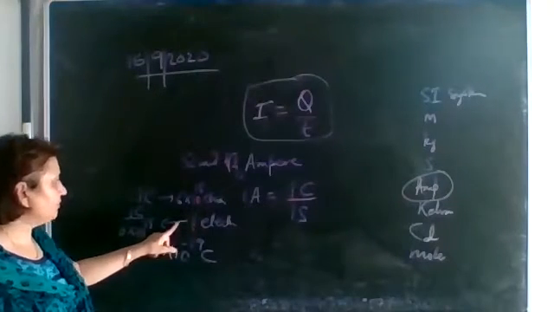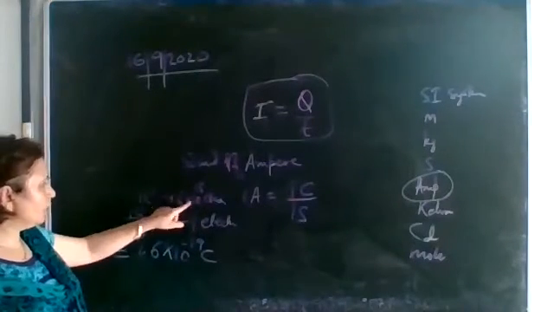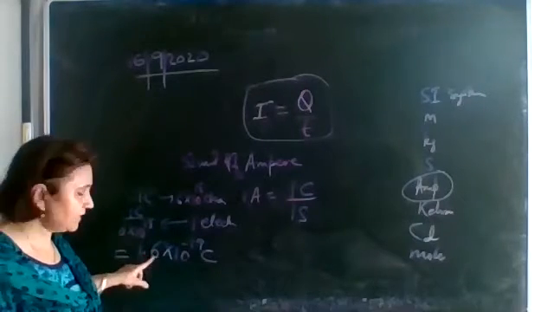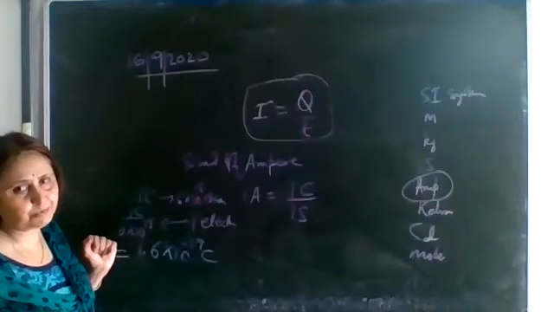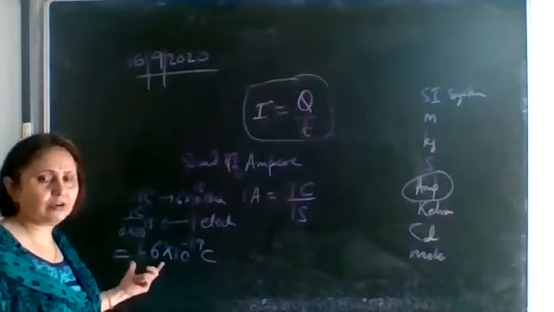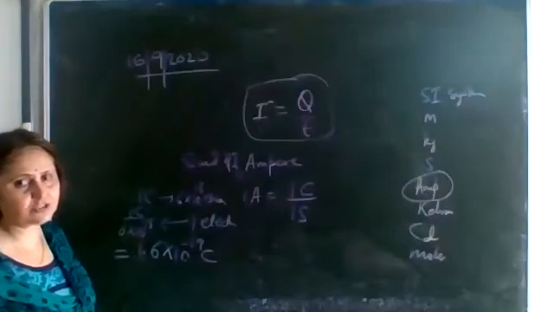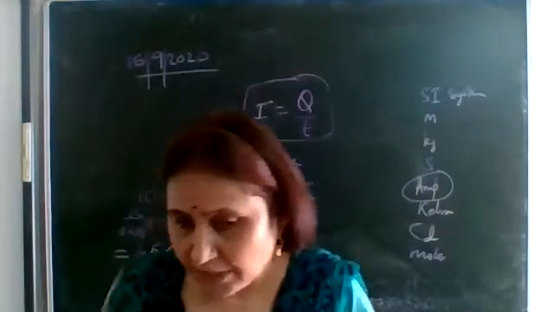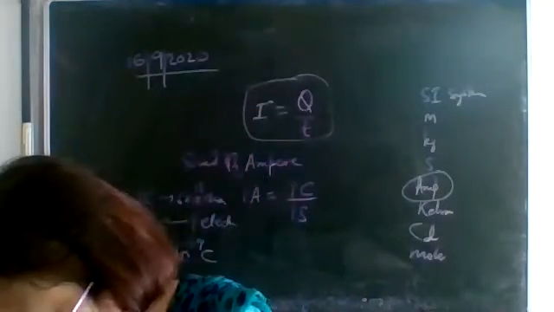So from here we can find out the charge of 1 electron. 1 electron will have a charge of 1 coulomb divided by 6 into 10 raised to the 18 electrons. When calculated, it comes out to be 1.6 into 10 raised to the minus 19 coulomb. So 1 electron has got a negative charge of 1.6 into 10 raised to the minus 19 coulombs. Now let's read it. What is given over here?